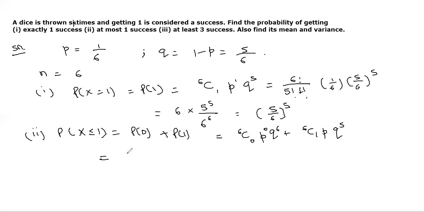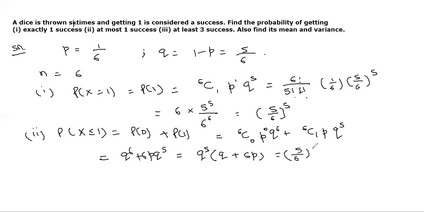So the answer is q raised to power 6 plus 6 times p q raised to power 5. Q raised to 5 can be taken common. So we are left with q plus 6 times p. Now the values may be inserted.